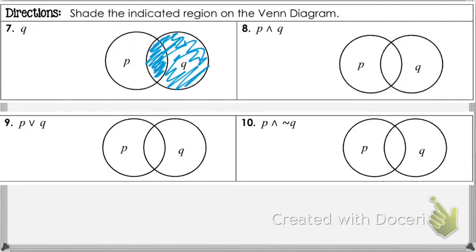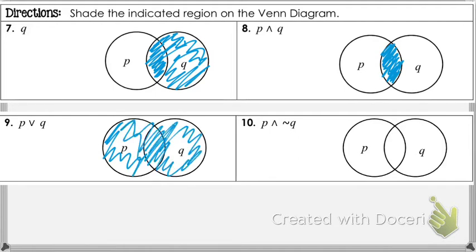Not over there. On 8, P and Q. Don't forget this is the and symbol in between those two because it looks like the A there, okay? So they exist where both of them exist. So this is just saying where are both P and Q at? Well, they exist right here in this overlap. Nowhere else but that overlap. If we flip our page, number 9, P or Q, we're saying, hey, where is P at or where is Q at or where are both of them at? So it becomes the entire Venn diagram.